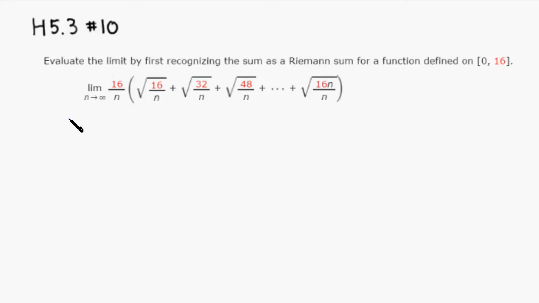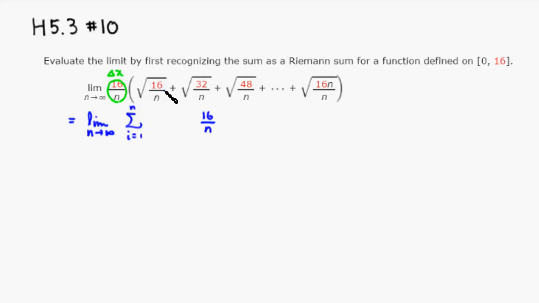So this is equal to the limit as n approaches infinity. It looks like this guy is going to be the delta x, so I'm going to put it at the end, right here: 16 over n. Then we have a bunch of additions, so this is going to be a summation, and i goes from 1 to n.